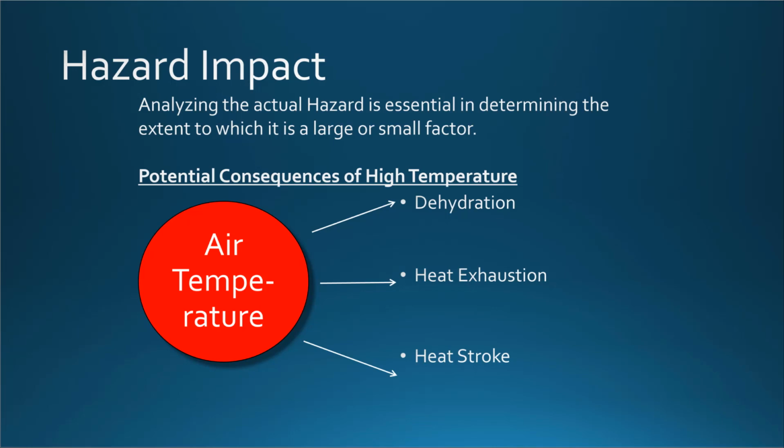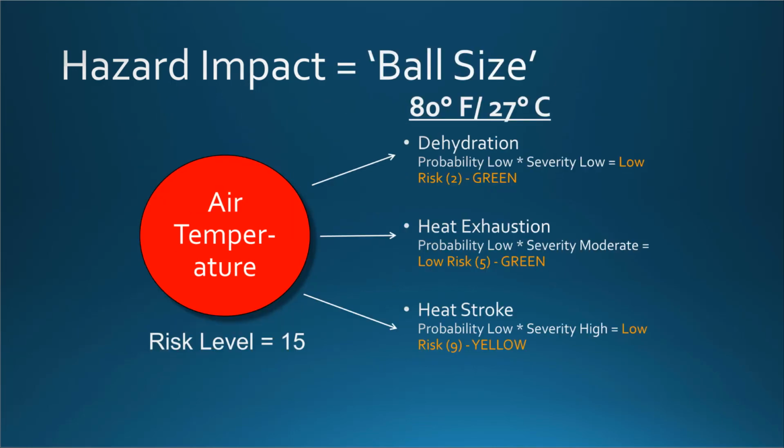Let's imagine that we're dealing with a sports team. I'm going to use the example of football in 80-degree temperature. So it's the end of summer, it's early season practice. Dehydration is a possibility at 80 degrees. The probability is actually fairly low, and the severity is relatively low. So if we calculate those scores and multiply them together, we're going to get a low risk. Okay, we're in that green zone.